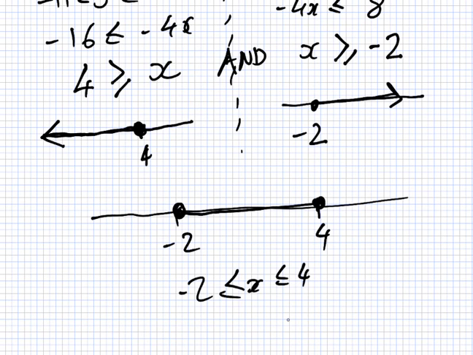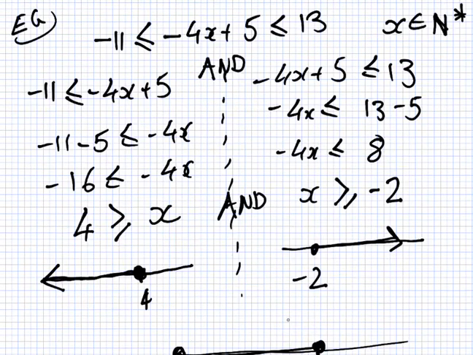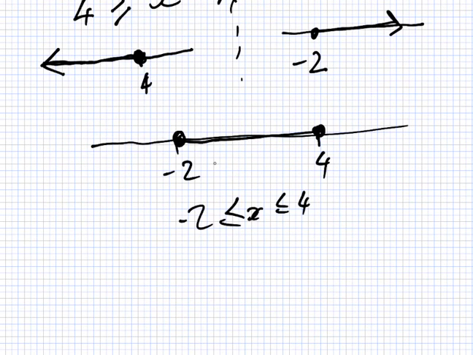Finished? No. Not finished, because I also tell you x is a natural number. So this means I can't even use minus 2, minus 1. But I can use 0, 1, 2, 3 and 4. Star means not 0, so I can only use 1, 2, 3 and 4.